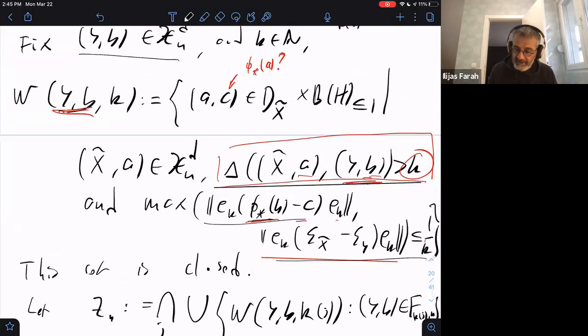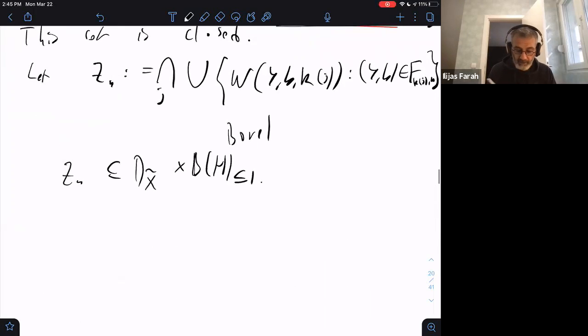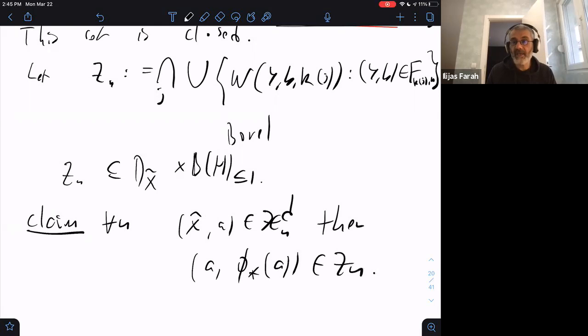Well, you see it's pair AC, so it's a subset of dx tilde cross bh less or equal than 1. And here we have a claim. Claim 1 is that for every n, if x tilde a belongs to x dn, then a comma phi star of a belongs to Zn. So Zn is big enough.